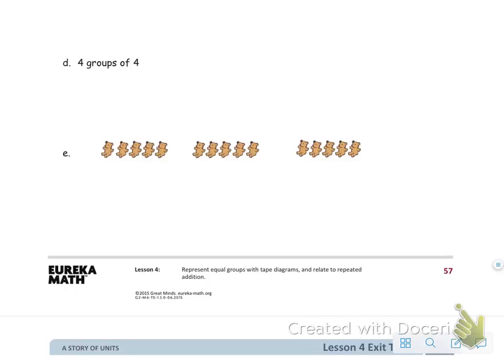Alright, so this problem D is going to be exactly the same, except it's only 4 groups. So let's go ahead and get our box drawn. And then what you need to do is you need to put the numbers into the boxes, as well as do the repeated addition down here. Don't forget to give your total over here at the end. So go ahead and pause and do that real quick.